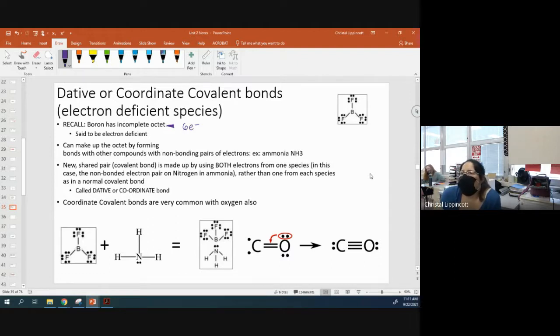We can make up the octet by forming bonds with other compounds with non-bonding pairs of electrons, like ammonia. So NH3. So nitrogen, and then we would have our hydrogens down here, and we would have our lone pair of electrons here.